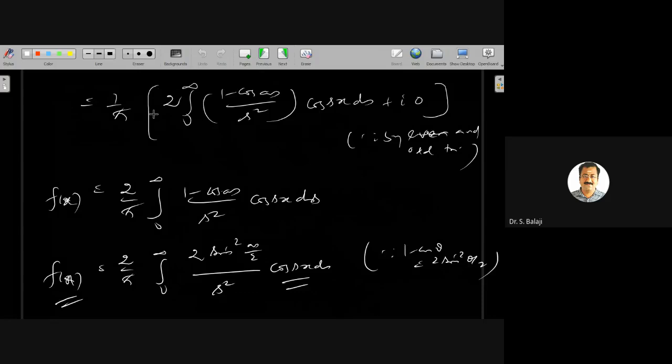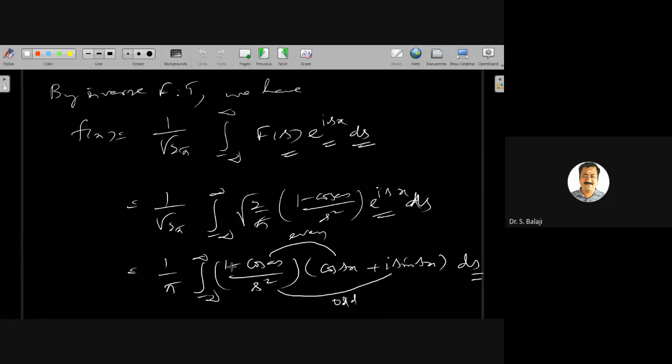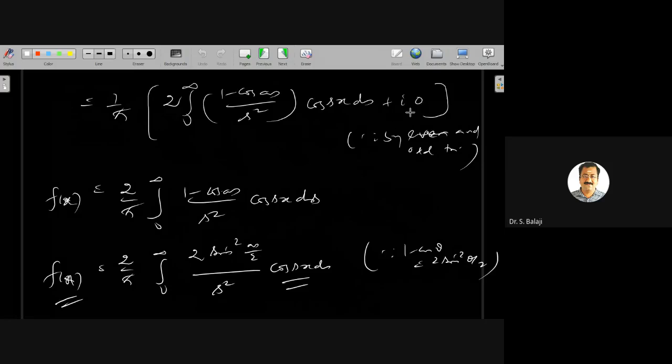Therefore, 1 by pi, 2 into 0 to infinity, (1 minus cos as) by s square, cos sx ds. This part is 0. Another part is plus i into 0. The second integral is 0, using the even and odd function idea. Therefore, you have only the relationship 2 by pi integral 0 to infinity (1 minus cos as) by s square cos sx ds.